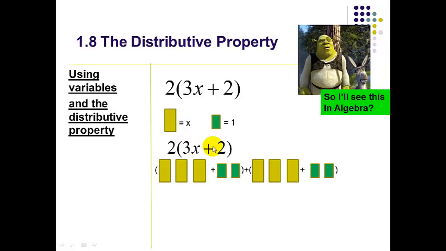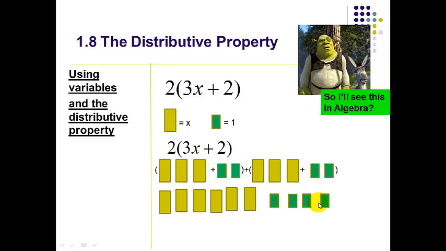Now, I'm going to regroup them. I'm going to get all of my x's together and all of my 1's together. Now there are 1, 2, 3, 4, 5, 6 x's. And over here I have 1, 2, 3, 4 1s. So that tells me that 2 times the quantity of 3x plus 2 equals 6x plus 4.